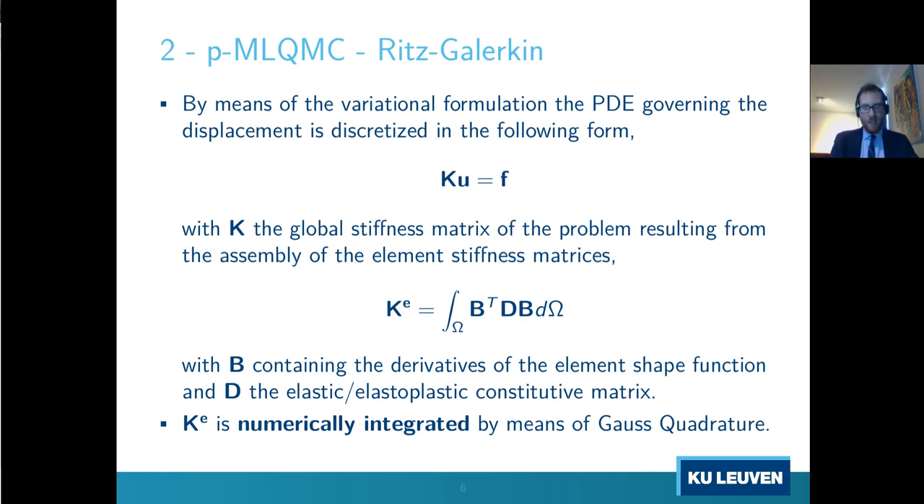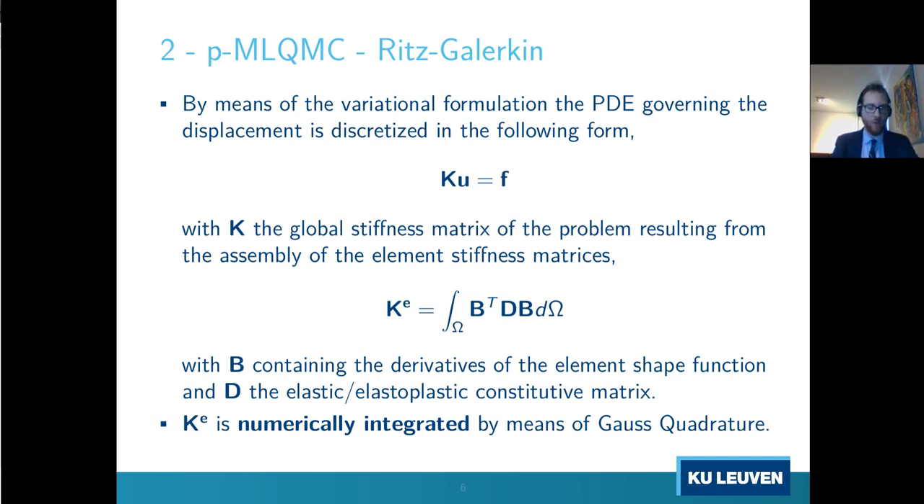But the global stiffness matrix results from the assembly of the element stiffness matrices, like I put below. So Ke is an integral over the element's domain of the matrix B, which contains the derivatives of the element shape functions, times B transposed times D, the elastoplastic constitutive matrix. In our case, the uncertainty will be located in this elastoplastic constitutive matrix.